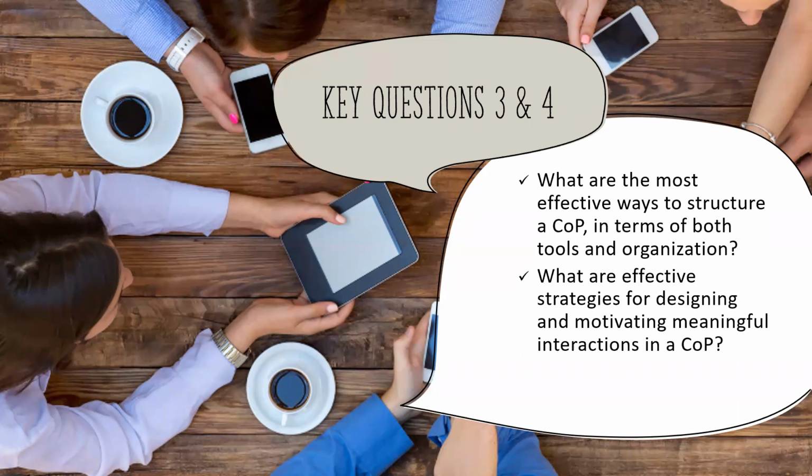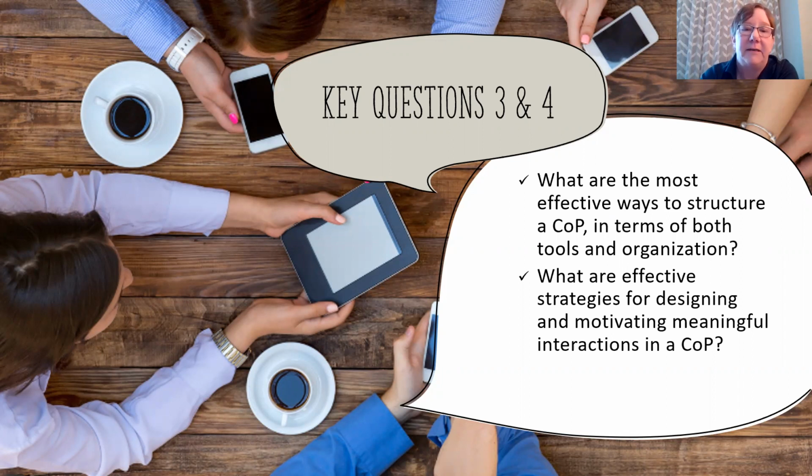Okay, so the next one, key questions 3 and 4. Again, we want you to describe what are the most effective ways to structure a community of practice in terms of tools and organization. You want to do 4 or 2? I think we could put them both. They're both on Padlet. So the fourth question is, what are the effective strategies for designing and motivating meaningful interactions in a community of practice? So just go back to the Padlet again and add your ideas.